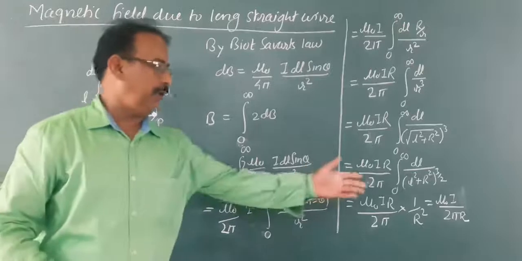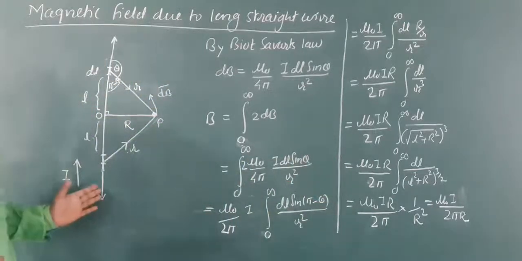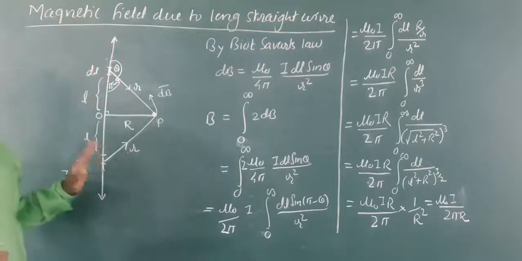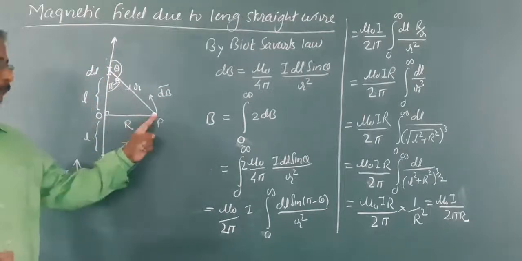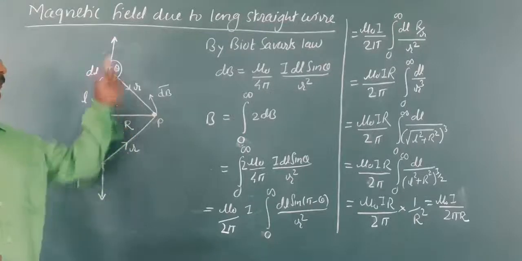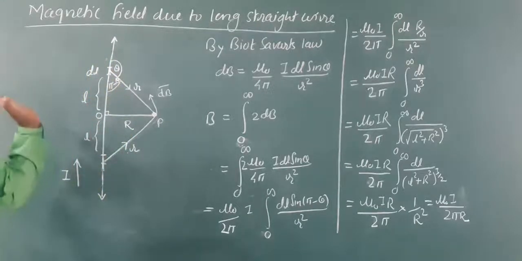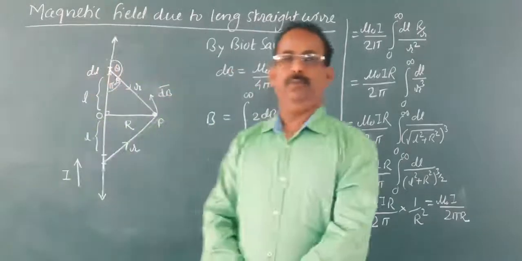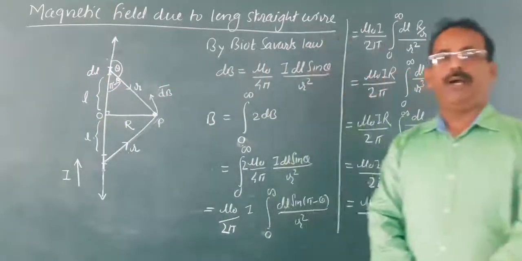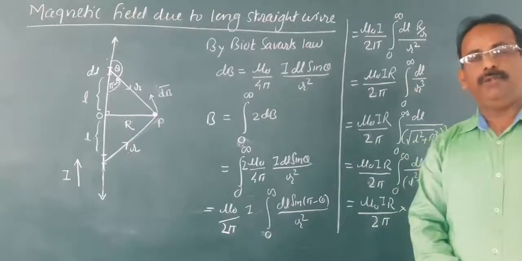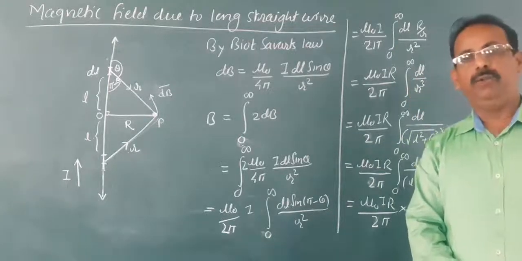This is the magnetic field produced by this infinitely long current carrying straight wire at a point which is at a distance equal to capital R from this wire. This is how to find the magnetic field produced by a current carrying straight wire using Biot-Savart law.